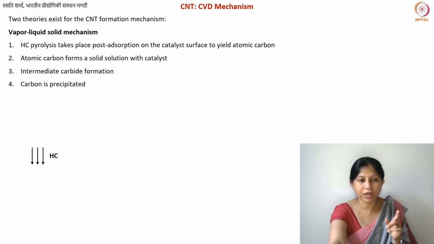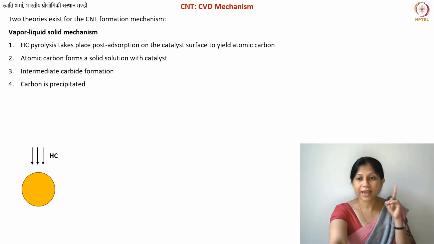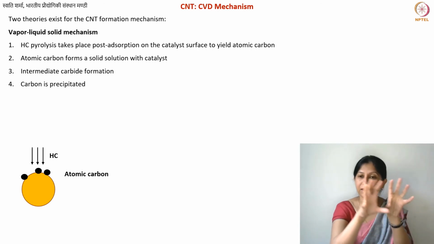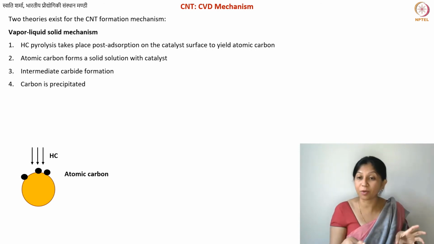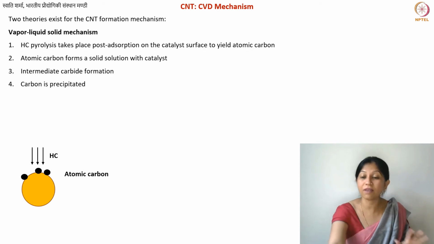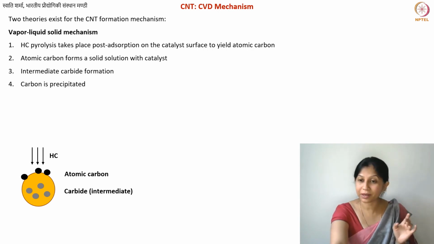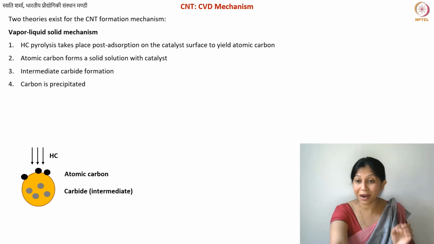So let me also show it with the help of a diagram. So this is your hydrocarbon gas, and this is your catalyst particle. The hydrocarbon gas deposits on top of the surface of your catalyst. Okay, and that is where the reaction takes place. That is where you have the pyrolysis taking place, and now you have atomic carbon species. These carbon species then go inside your catalyst particle, and now you have a metal carbide there.